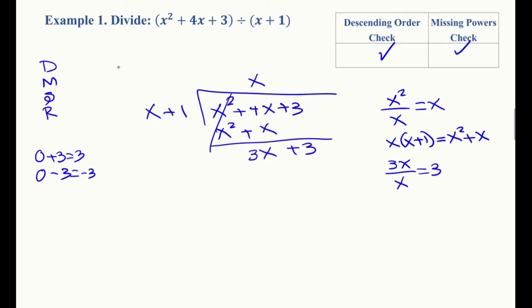It's positive 3, so you have to make sure you write the sign. You don't just write 3 because it's going to look like multiplication. You don't want to make that mistake, so you have to put the sign. If it's a positive 3, you put plus 3. So now we're going to multiply again. That means we're going to multiply 3 by x plus 1. And we end up with 3x plus 3.